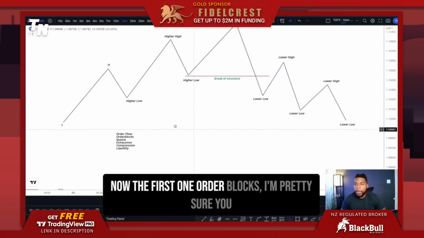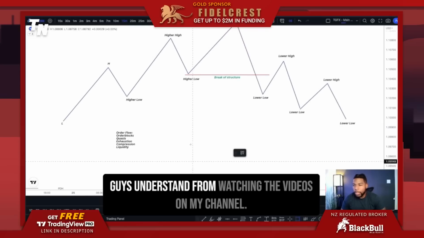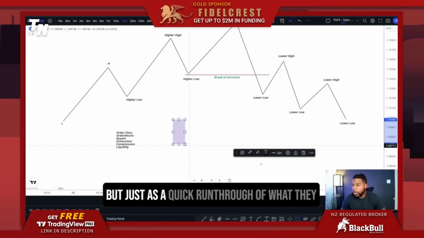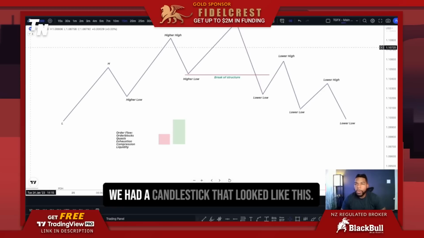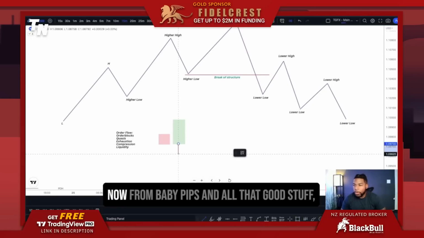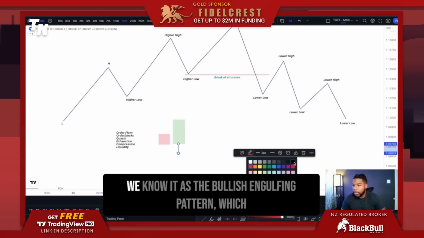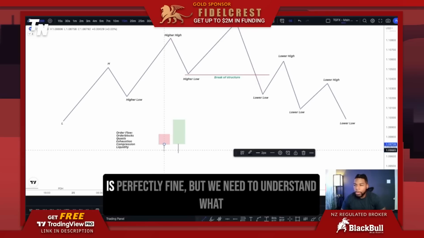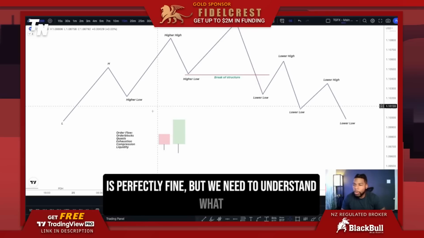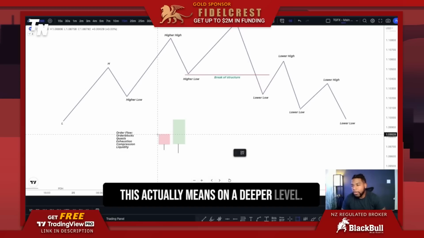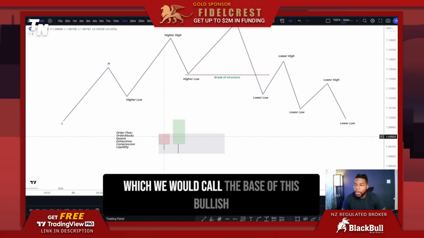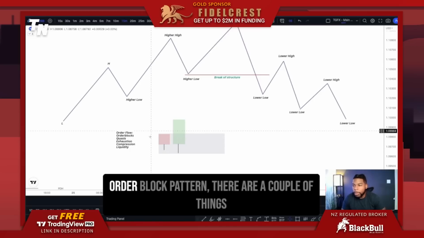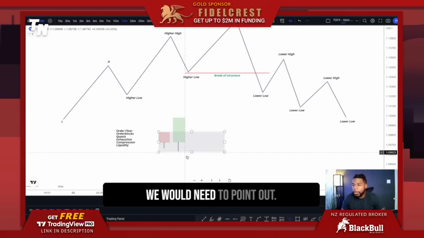Now, the first one, order blocks, I'm pretty sure you guys understand from watching the videos on my channel, but just as a quick run through of what they are, how they react in price action. Let's say we had a candlestick that looked like this. Now, from baby pips and all that good stuff, we know it as the bullish engulfing pattern, which is perfectly fine. But we need to understand what this actually means on a deeper level. So if we were to highlight this candle here, which we would call the base of this bullish order block pattern, there are a couple things we would need to point out.